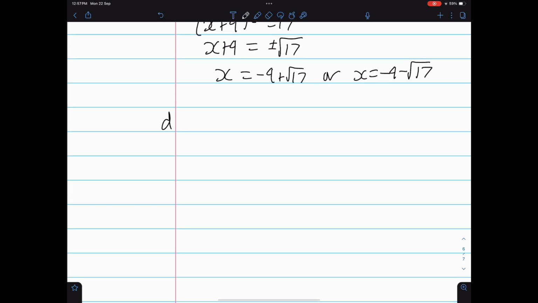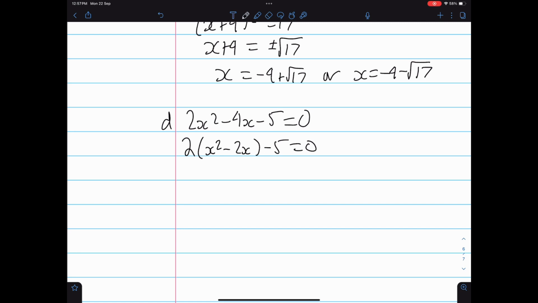D. 2x squared minus 4x minus 5 equals 0. And we must complete the square by dividing the first bit by 2. Leave the constant alone.